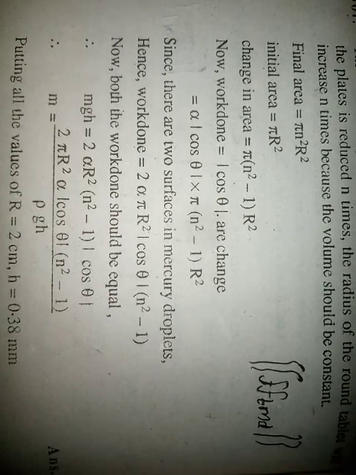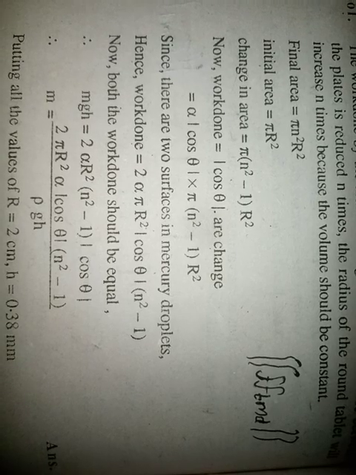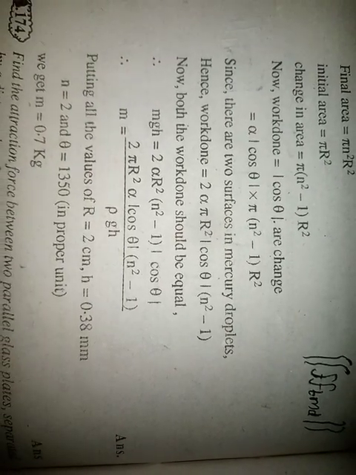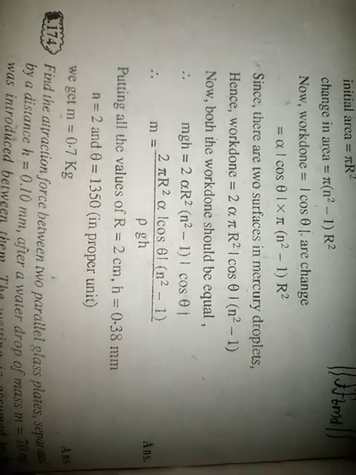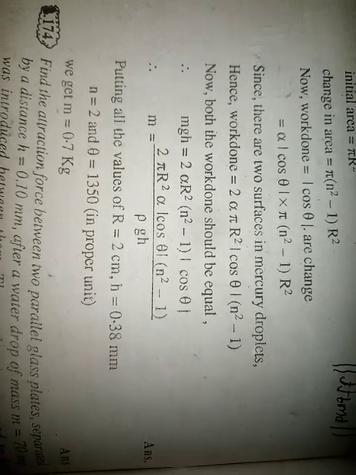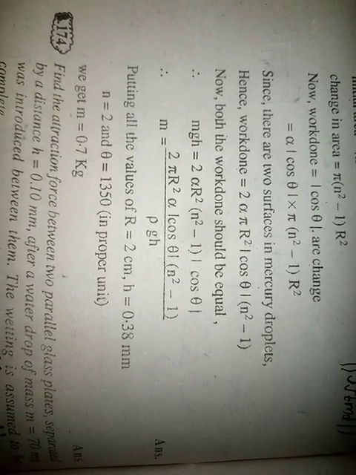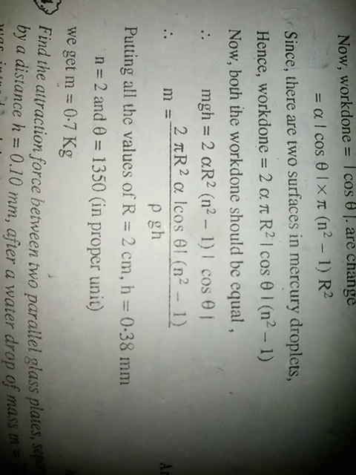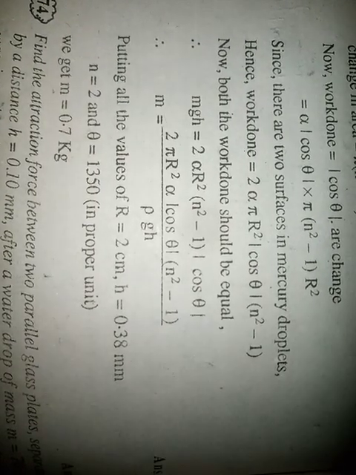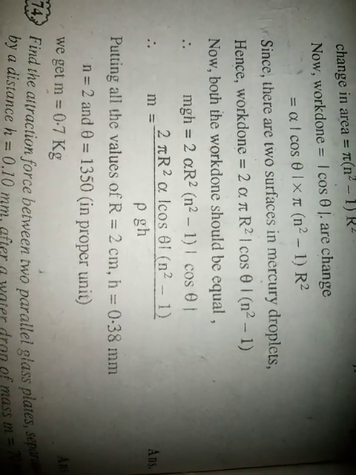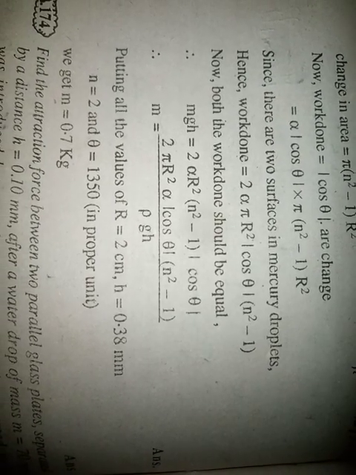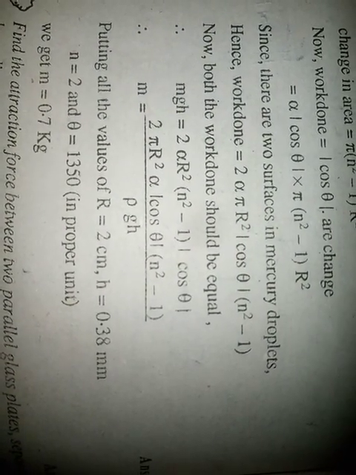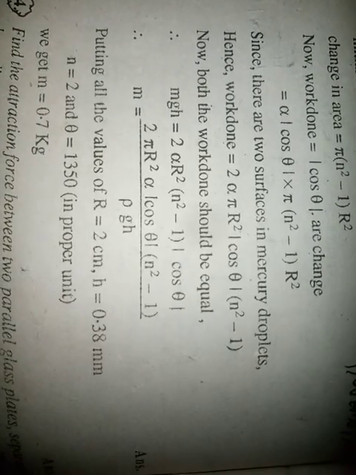Work done equals alpha into mod cos theta into pi (n squared minus 1) r squared. Since there are two surfaces in the mercury droplet, work done equals 2 alpha pi r squared mod cos theta (n squared minus 1). Now both the work done should be equal. This implies mgh equals 2 alpha pi r squared (n squared minus 1) mod cos theta. Hence m equals 2 pi r squared alpha mod cos theta (n squared minus 1) by rho g h.